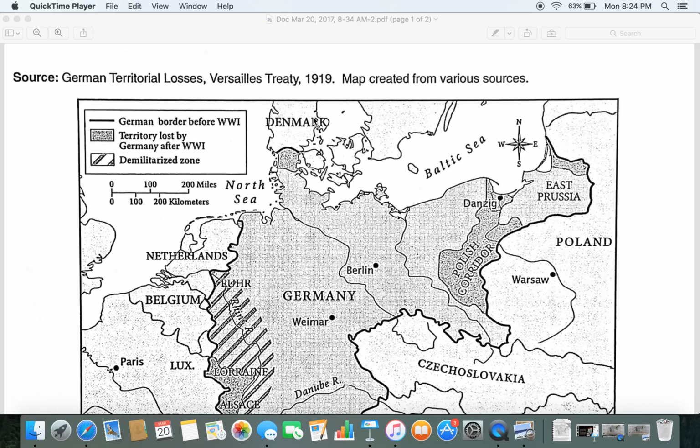Obviously, we always have to look at the source where this information is coming from. And this says German territorial losses. So this is land that Germany loses after World War One, after they lose the war, and the Treaty of Versailles was created, which was in 1919.